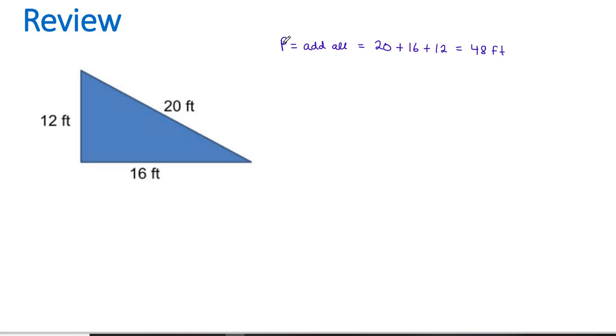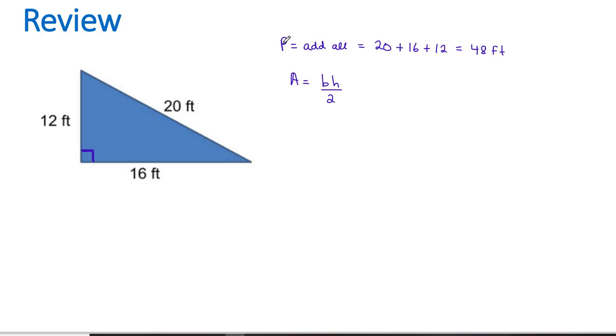For our area, the formula is base times height divided by 2. Now, how do we know the base and the height? They need to show you a right angle if the triangle is not a right triangle. But if it is, as in this one, we use the right angle to give us our base and height. This hypotenuse, or the diagonal, is never used for calculating the area of a triangle.